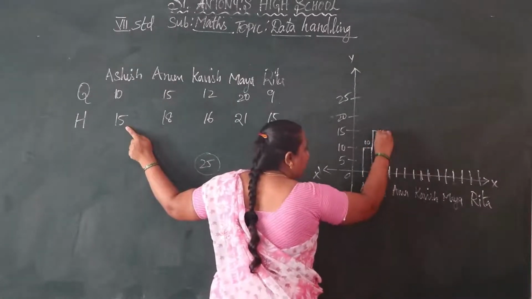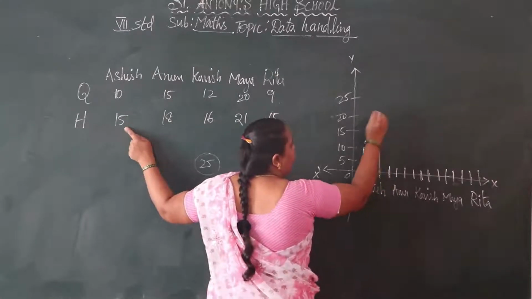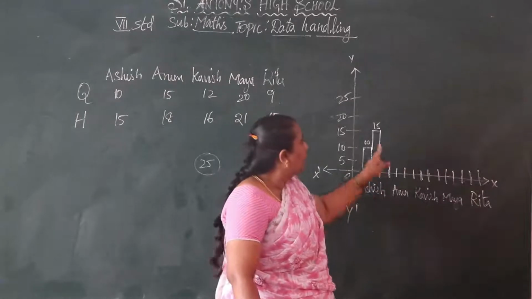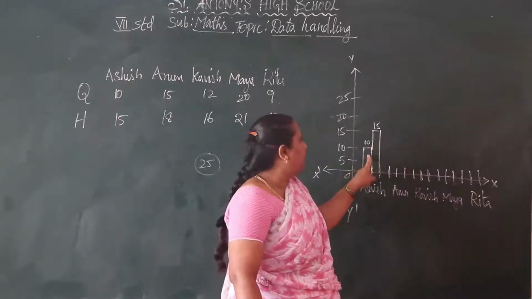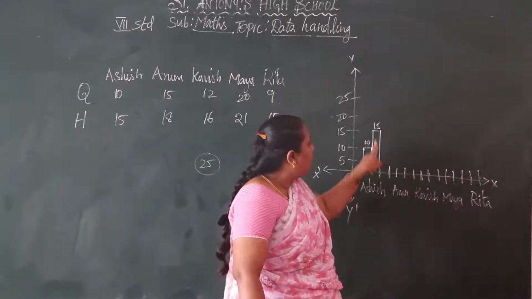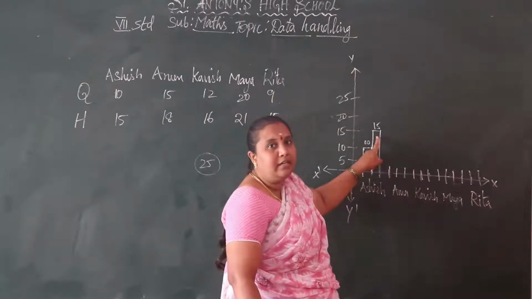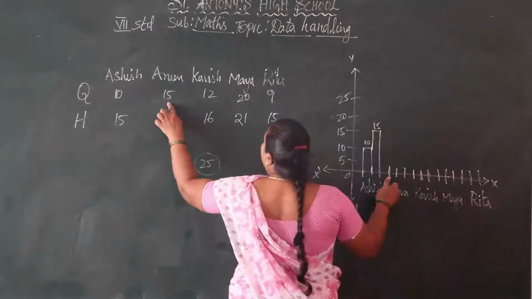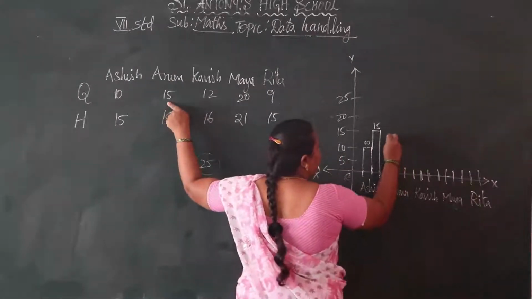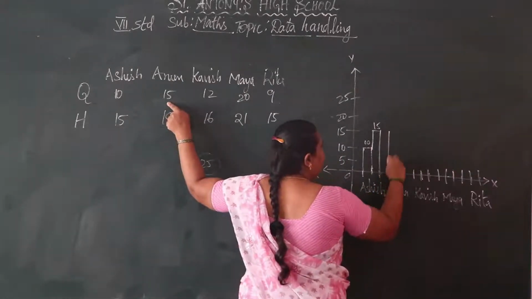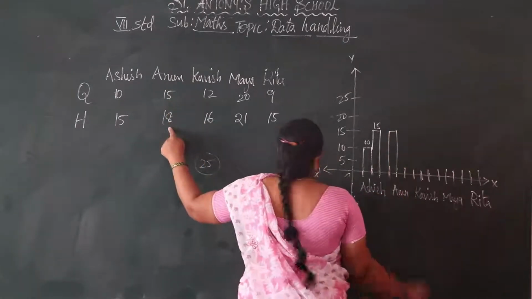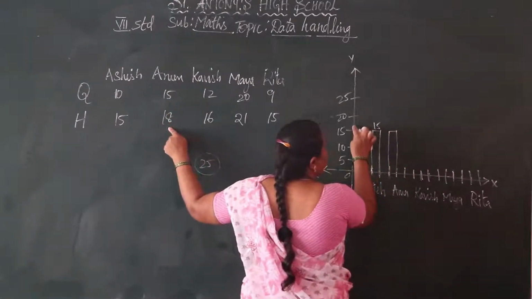So now see, this is a double bar graph. You are comparing. Okay, so Ashish scored more in half-yearly, not in quarterly. Comparing to quarterly, Ashish scored more in half-yearly. Okay, and then Arun. Arun scored 15 in quarterly. So in half-yearly 18. See, 15, 16, 17, 18.